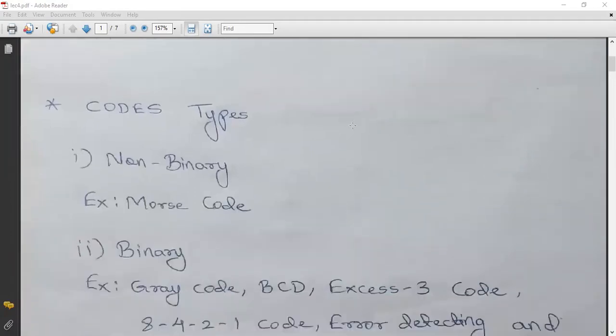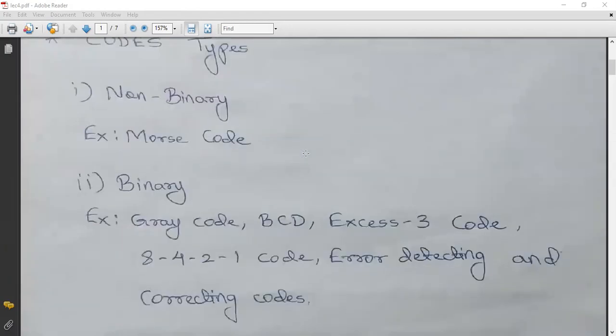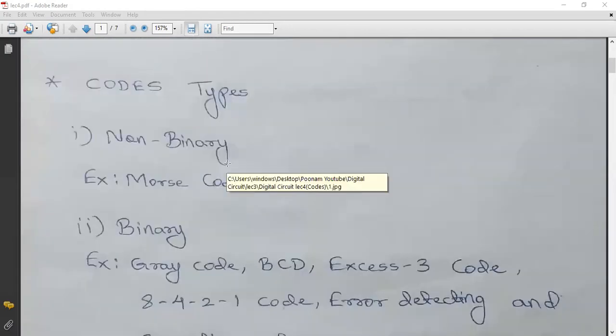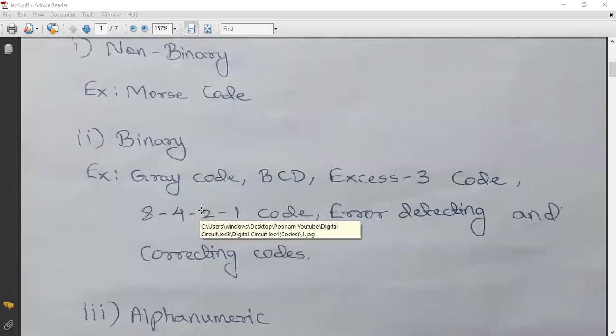The types of codes are non-binary, binary, and alphanumeric. So what is an example of non-binary? The example of a non-binary code is Morse code. In Morse code, basically, a series of dots and dashes is used for representing a letter of the alphabet. Now let us see what is binary. The examples of binary code are Gray code, BCD code, XS3 code, 8421 code, and error detecting and correcting codes.